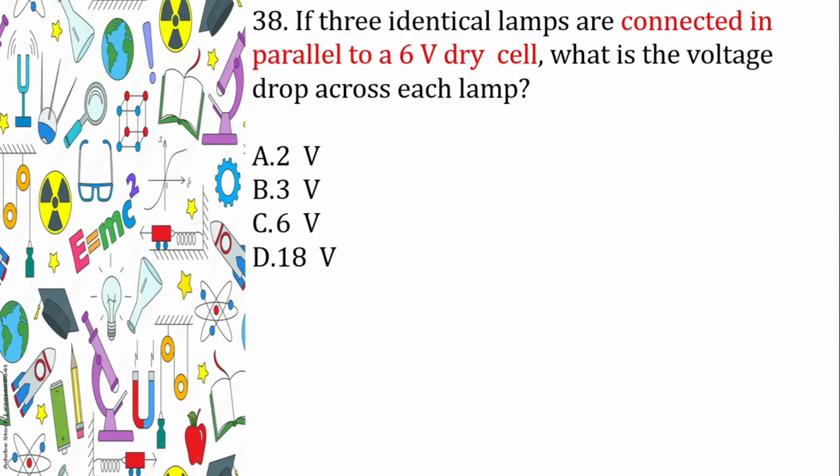38. If three identical lamps are connected in parallel to a 6 volts dry cell, still parallel, 6 is the voltage, what is the voltage drop across each lamp? So again, in parallel, the voltage is the same. So, in each lamp, there is 6 volts because the total voltage is 6. In a parallel circuit, the voltage across each resistor or each lamp will be the same. Because lamps can have resistance, they can also be considered as resistors.